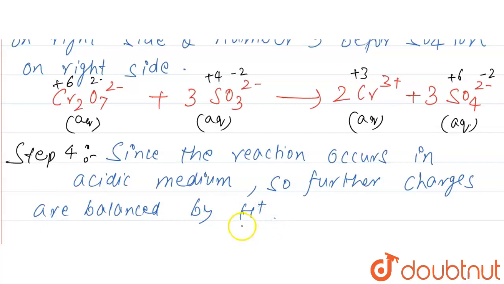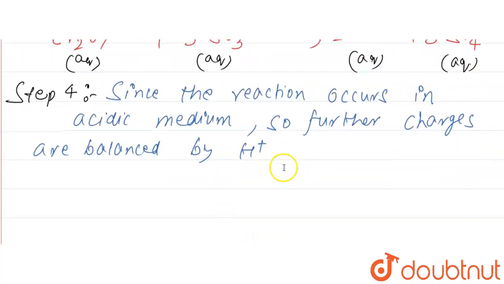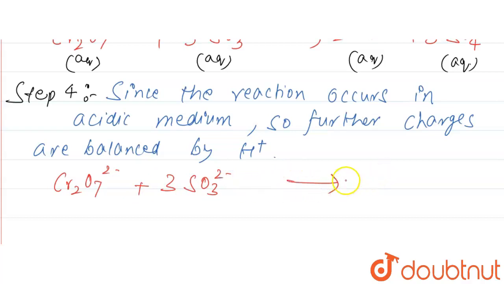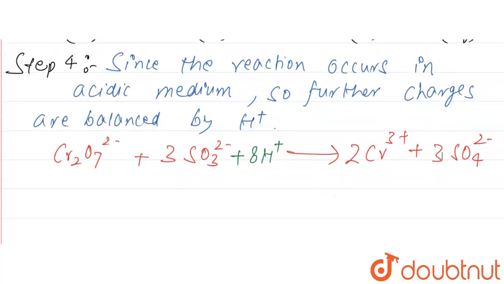Okay, so the equation will change to Cr2O7 2 minus plus 3SO3 2 minus, it gives 2Cr3 plus, 3SO4 2 minus. We have to add 8 hydrogen here, 8 H plus, so that the charges would be balanced. Okay, now step 5, we have to ultimately balance the oxygen.